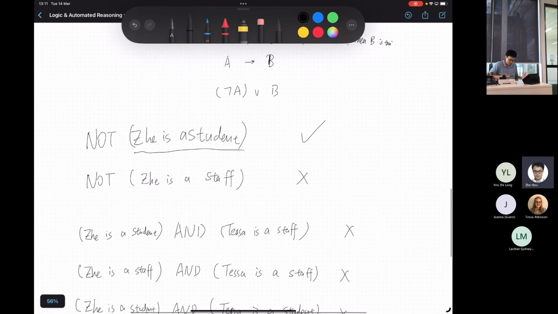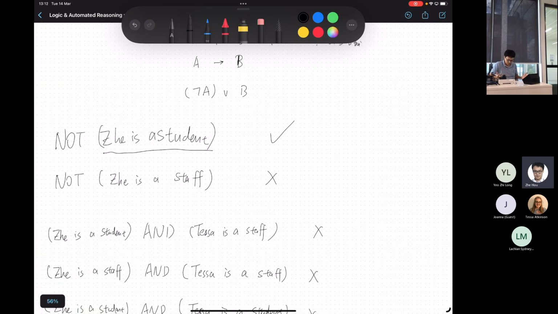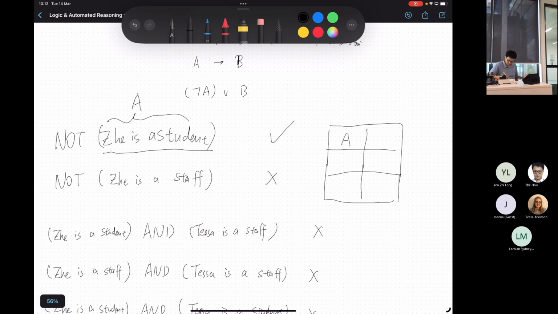So I guess we can begin with the truth table for NOT. The way we draw a truth table is we've got a few rows and a few columns. The first column is, let's say the statement is A. So this statement, let's call it A. We need one more column, and then the NOT statement is not A.